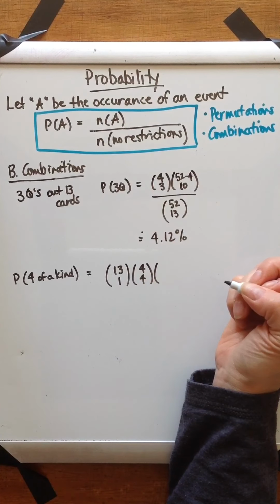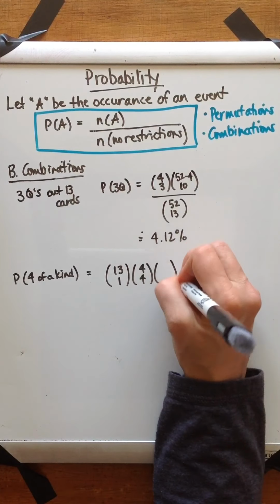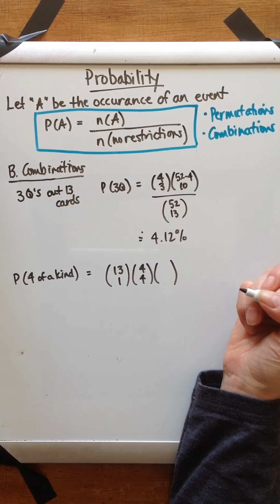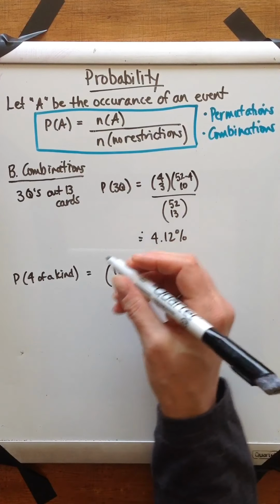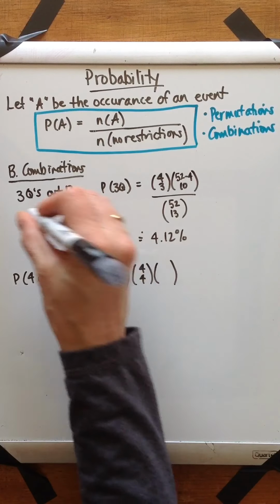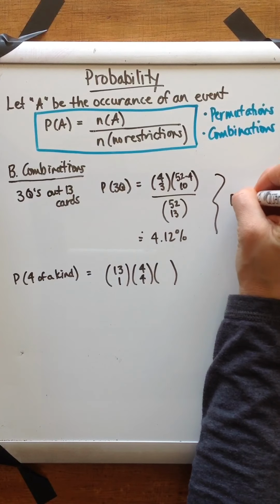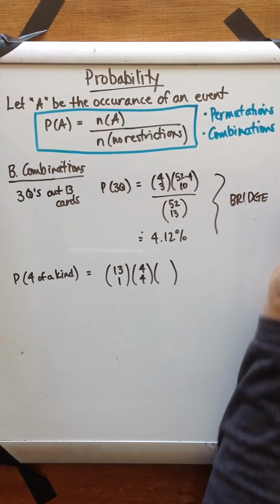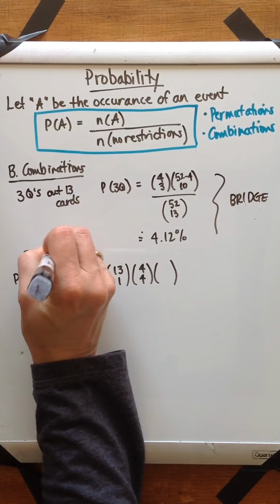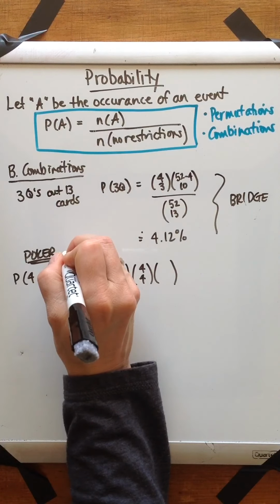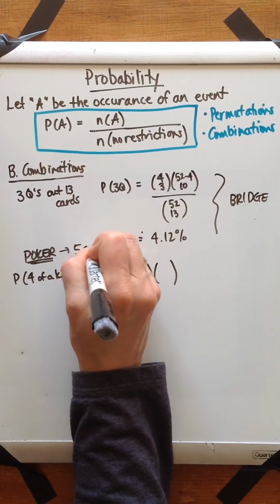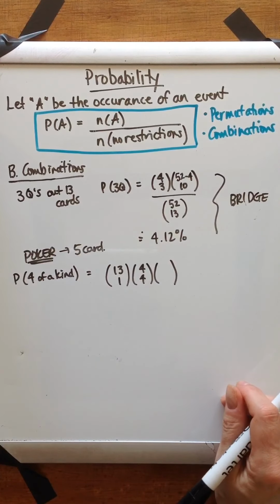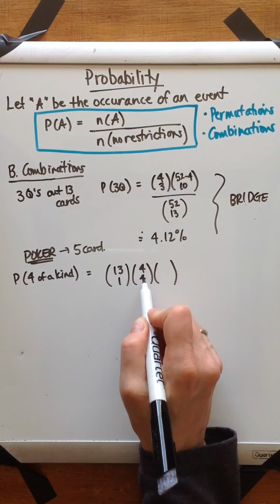Okay? In terms of what's left, let me back up for a second. I got my train of thought. This is for bridge. Let's spell it correctly here. This is for poker. My bad. So in poker, you have a 5-card hand instead of a 13-card hand. Okay. Let me backtrack. So here you've got 4 cards in your hand.